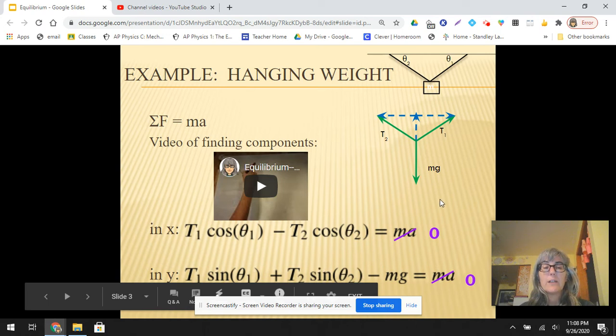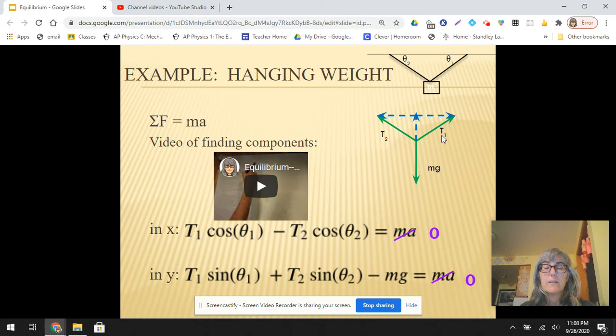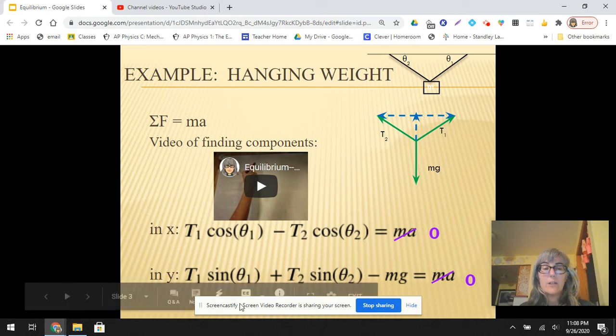In the y direction, I have the sine components of each of these forces. So the T2 sine of that angle, and the T1 sine of this angle. And then mg is going in the negative direction. So I have T1 sine theta 1 plus T2 sine theta 2 minus mg is equal to 0.